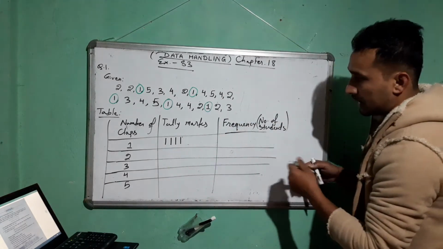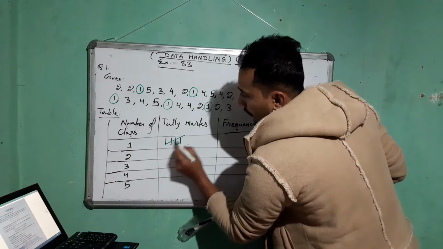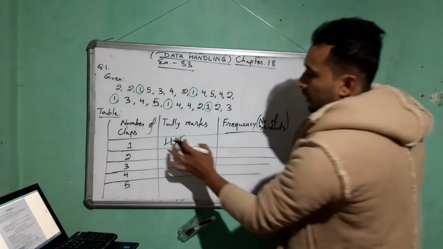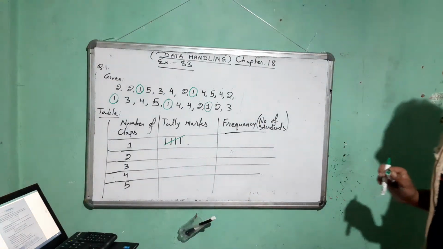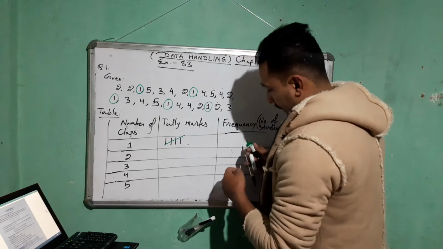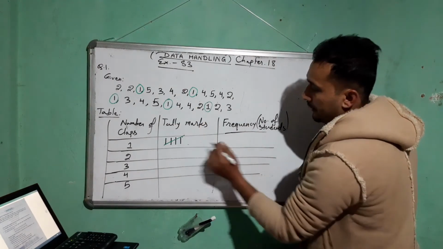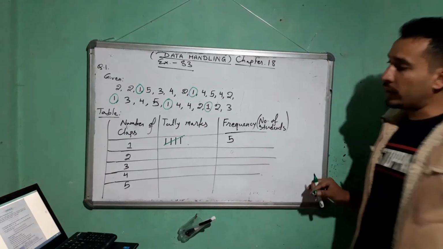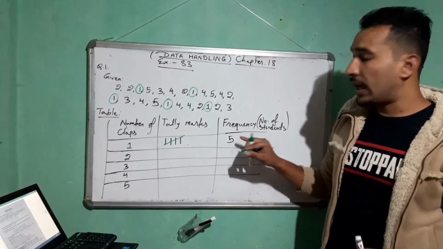I'll cross with this green color. 1, 2, 3, 4, and the fifth line you have to cross. Frequency means how many times it has occurred. 1, 2, 3, 4, 5 times. You write 5. The number of students who clapped once while throwing the ball in the air is 5 students.